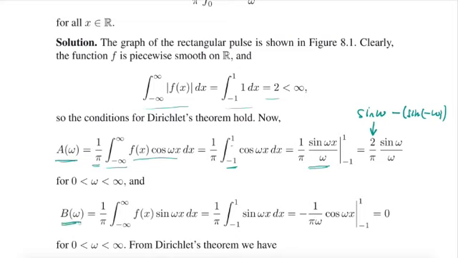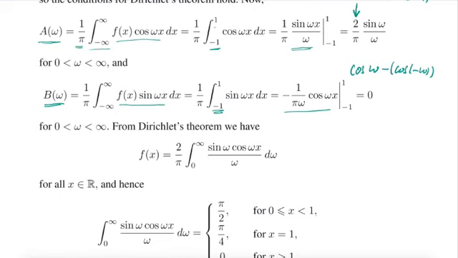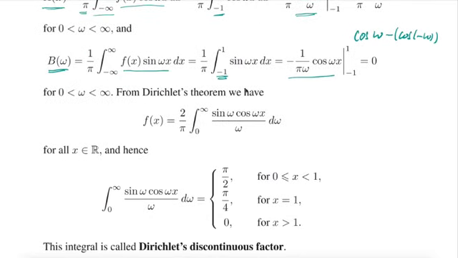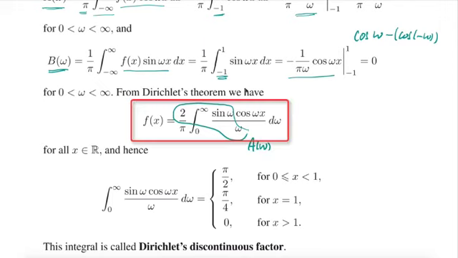Now for the b's, we integrate f with the sine function. So the same thing, the integral boundaries change. We integrate sine, which gives minus cosine divided by omega. We sub in 1 and minus 1, and we get 0, because here we have cosine omega minus cosine of minus omega, which then is equal to 0. Collecting this coefficient a in the integral formula, this is the a of omega, then we get this formula for f.